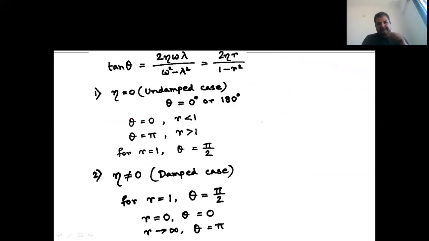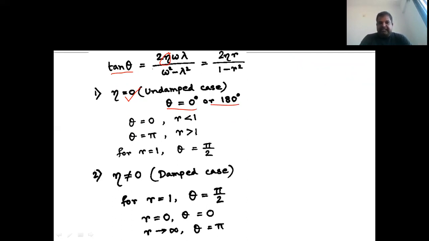So in this case, I am taking another two cases. First, in this equation, if I put eta equal to 0, then this is 0, so the whole equation will be 0. So if tan theta is equal to 0, then what will be the value of theta? If you find it out, the theta value will be either 0 or 180 degrees. Am I right?